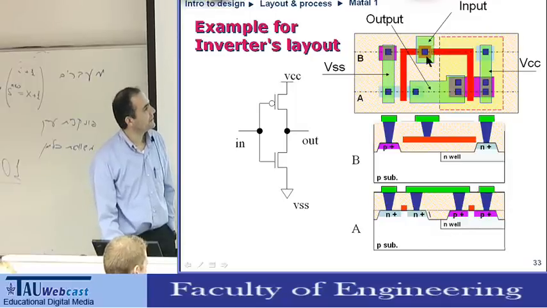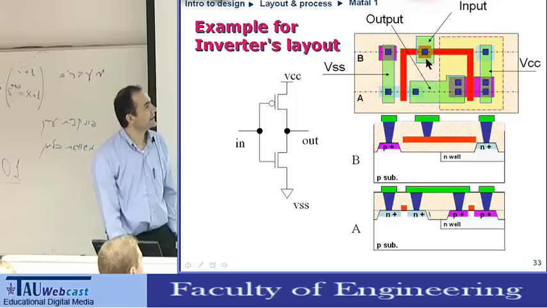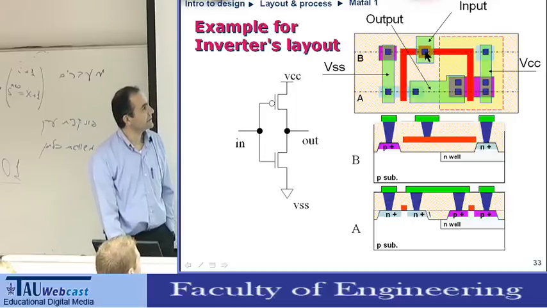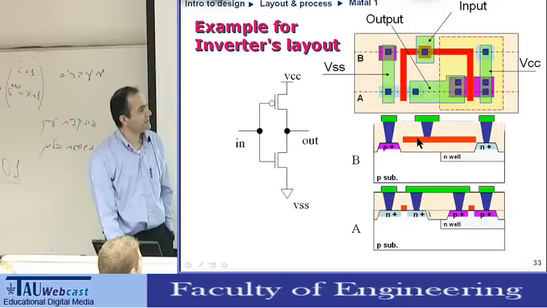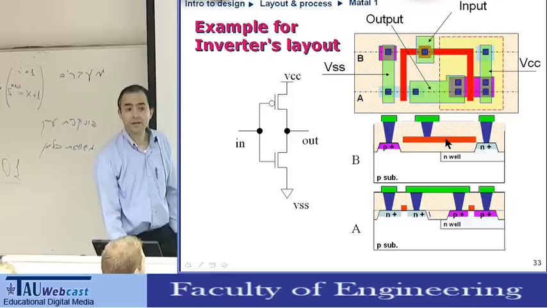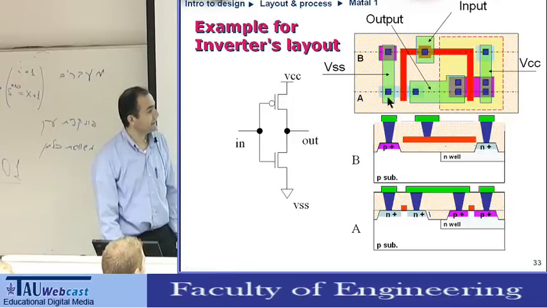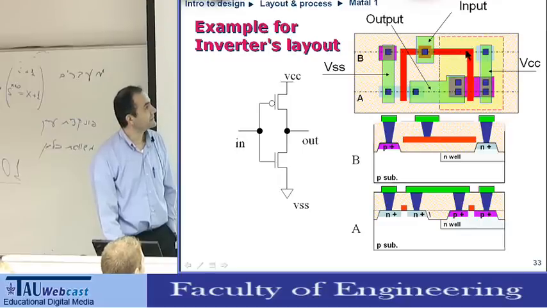Okay, so now we understand the green part. This is the metal, and here is the contact. The contact gets into this red line. What is this red line? This will eventually be the gate. This is the polysilicon. It's not the gate yet, but we can see the red line goes here and here.